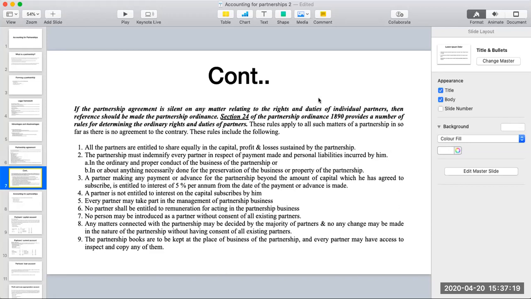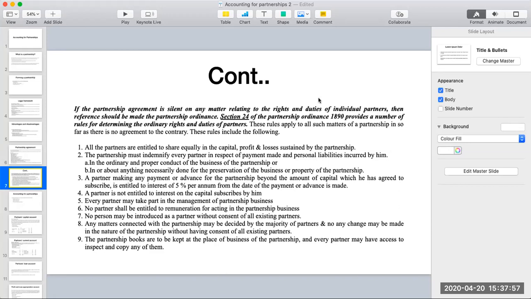That means, let's say a partner is paying an advertisement expense on behalf of the partnership, then he has the right to be reimbursed. But there are two conditions. What are they? This expense has to be in the ordinary and proper conduct of the business of the partnership. For example, I said it's an advertisement expense. If it is advertising, that is relevant for the business. Therefore, it can be claimed.